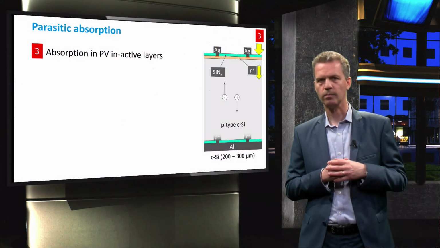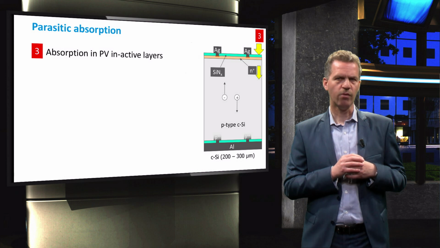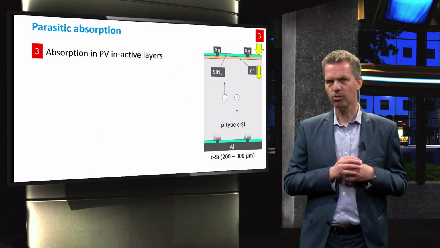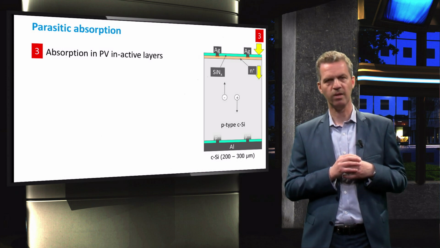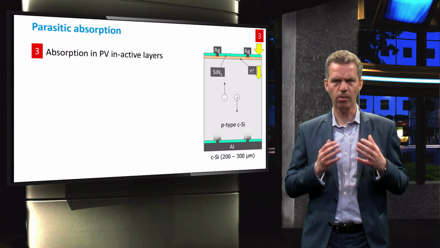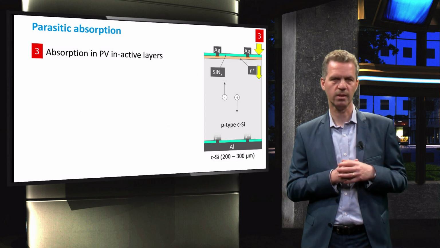Now that we have minimized reflection of light at the front surface, we will shortly talk about the parasitic absorption losses. These losses refer to light that is absorbed in layers that do not contribute to the generation of electron-hole pairs, and thus where no photovoltaic power is generated.